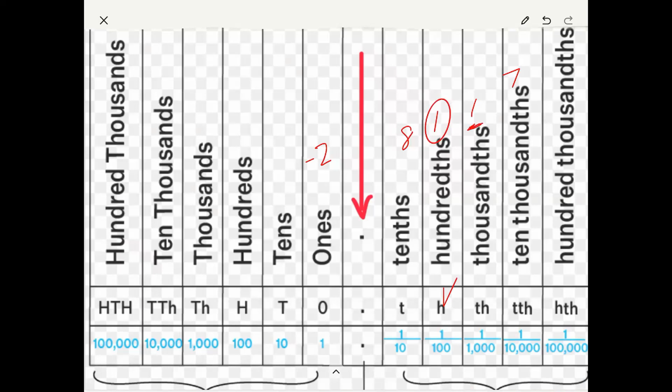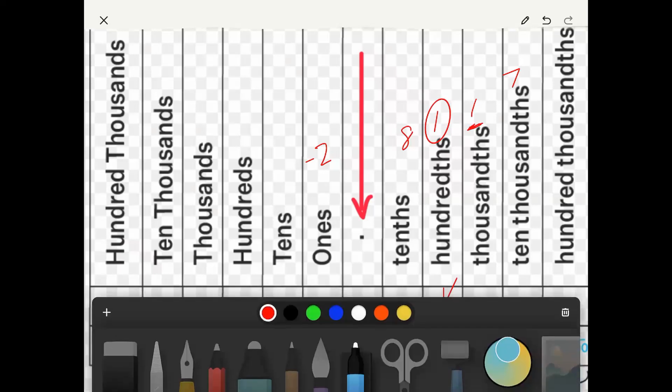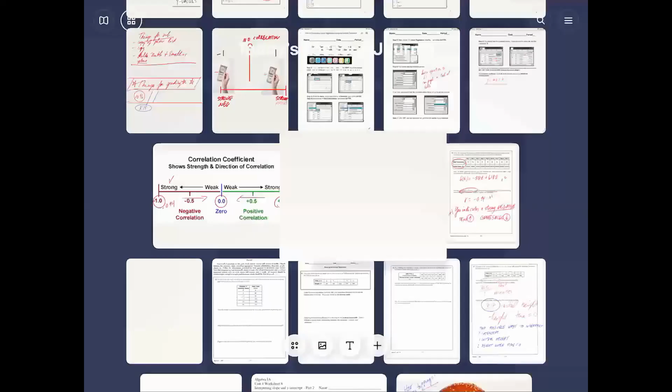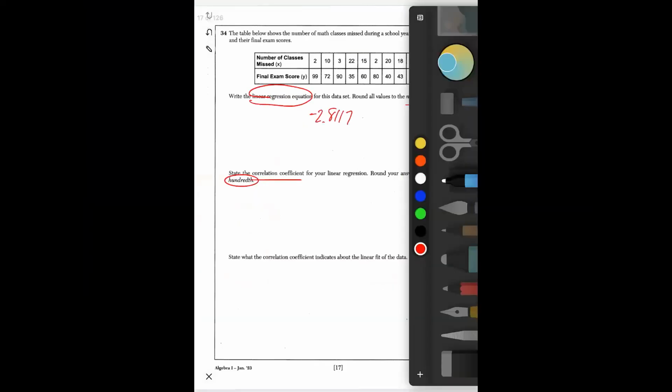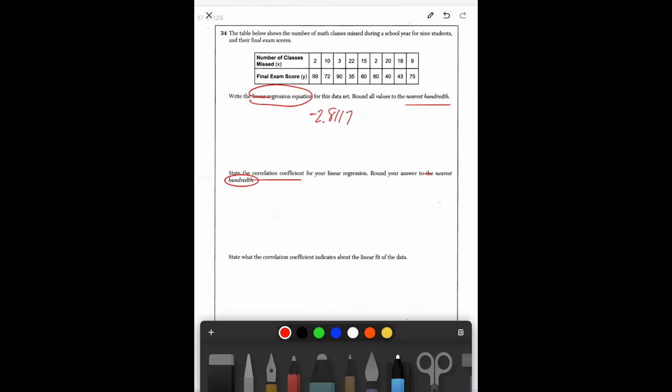And since this number is less than 5, I'm just going to drop everything to the right. And so this is what my final rounded number is going to be. It's going to be a negative 2.81. So I go over to this, and that's what I'm going to put. So what I have here is y equals negative 2.81. Put my x there. In this case, we're using x and y. They didn't tell us to put it in function notation.